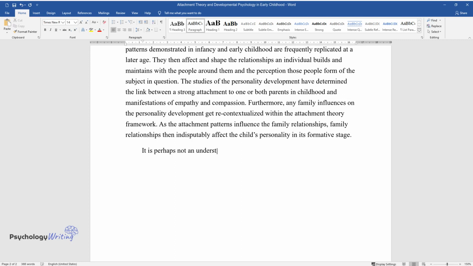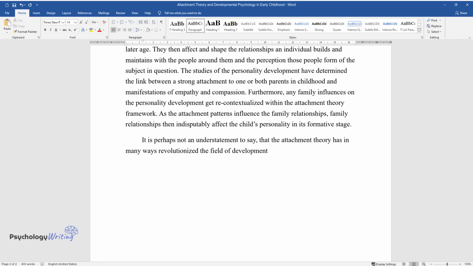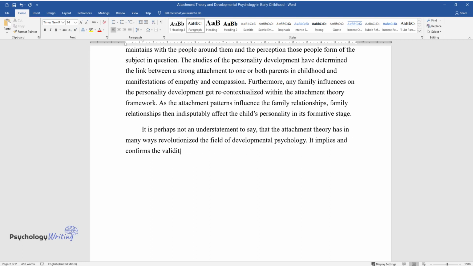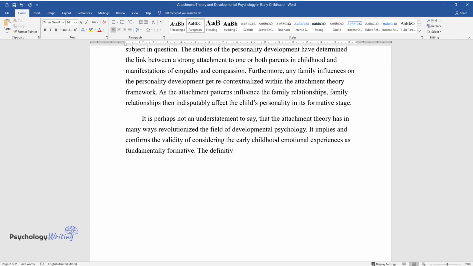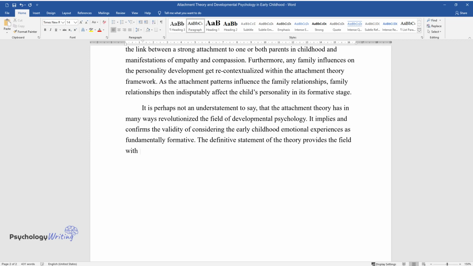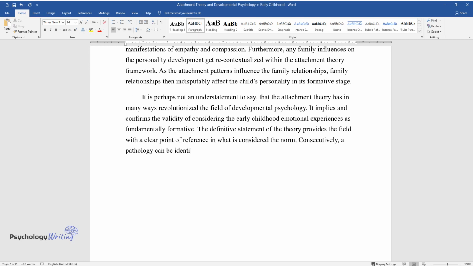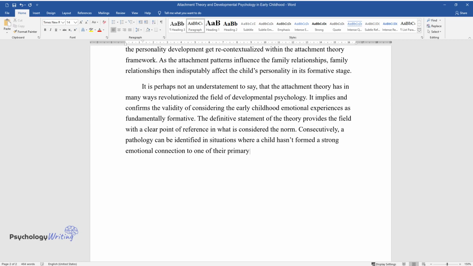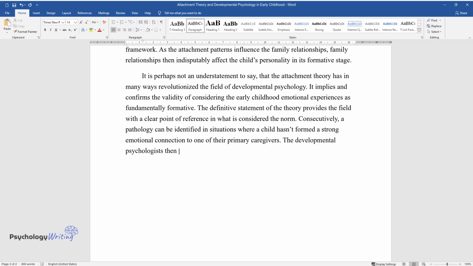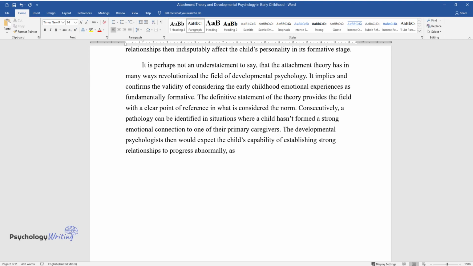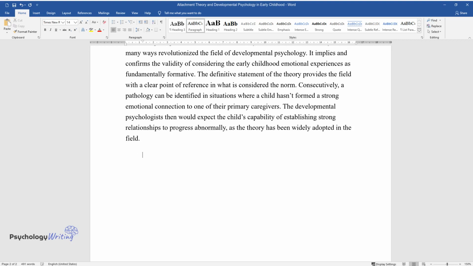It is perhaps not an understatement to say that the attachment theory has in many ways revolutionized the field of developmental psychology. It implies and confirms the validity of considering early childhood emotional experiences as fundamentally formative. The definitive statement of the theory provides the field with a clear point of reference in what is considered the norm. Consecutively, a pathology can be identified in situations where a child hasn't formed a strong emotional connection to one of their primary caregivers. The developmental psychologists then would expect the child's capability of establishing strong relationships to progress abnormally, as the theory has been widely adopted in the field.